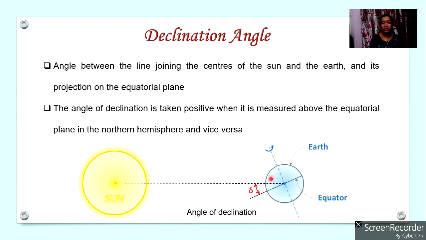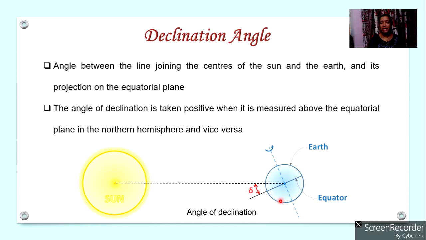Here this is the northern hemisphere, and this is the north pole of the Earth. This will be the southern hemisphere. If the angle is measured in the northern hemisphere, it is taken as positive. And if the angle is on the southern hemisphere, it is taken as negative.